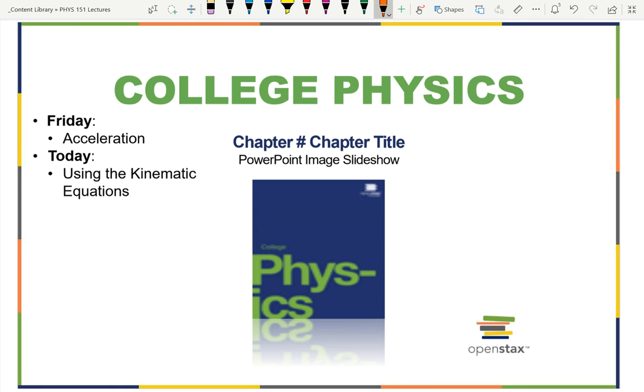All right, today we're going to do basically problems. The homework is all about using the kinematic equations, and so we're going to do problems with kinematic equations. And this here is one of the homework problems, what I'm doing for my demonstration here. So I'm going to take this thing of twine, toss it up in the air, and catch it.